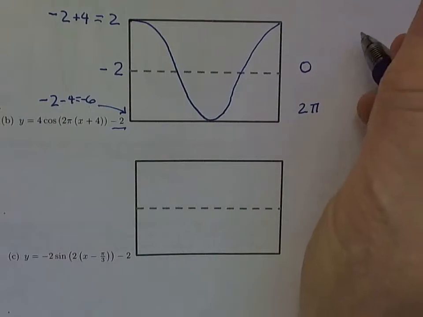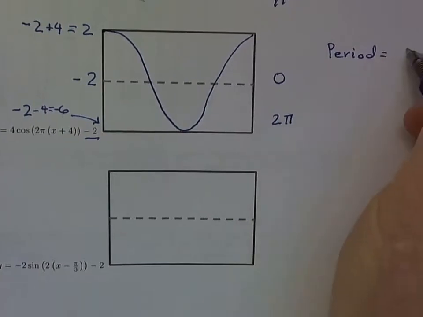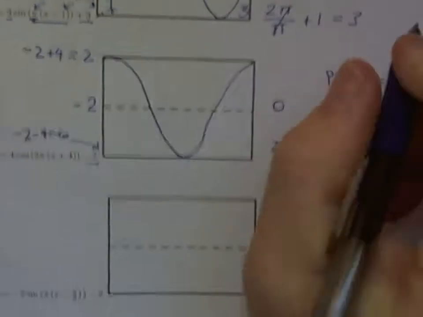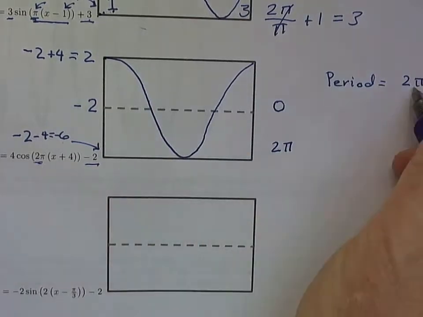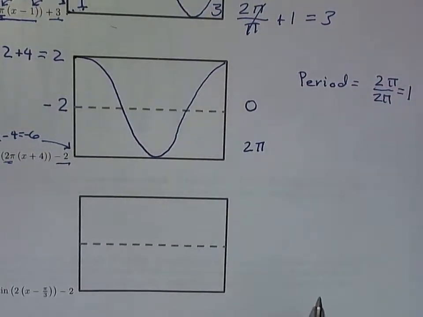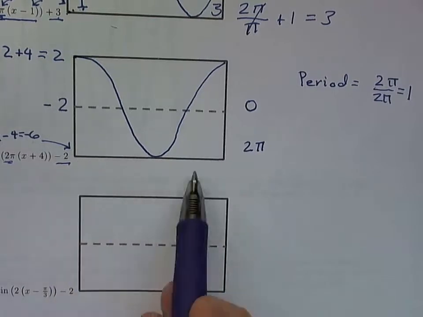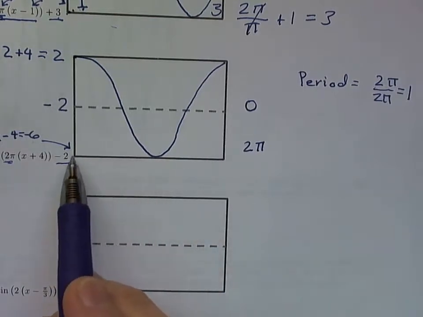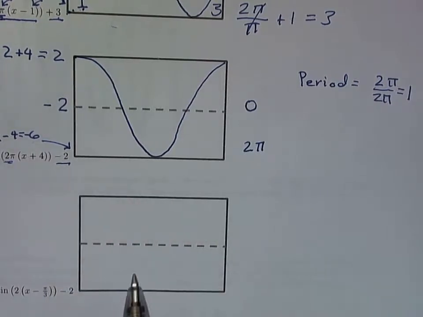Now normally, as far as the period goes, the period for cosine is normally 2 pi, but not for this one, because this one has a b value here. So we divide by 2 pi, and we get the period, the period is 1. So this graph has a period of 1. So from start to finish, it takes a length of 1 to go from beginning to end.